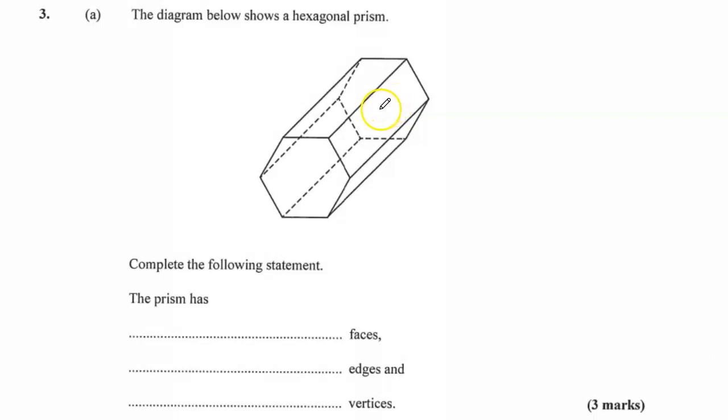Next we are shown a prism. How many faces? 8 faces. How many edges? 18. And how many vertices? 12. Vertices will, of course, be where 2 or more lines meet. So this would be a vertex, a vertex, a vertex. I can count them up. The edges would be these lines here. So these are easily countable.